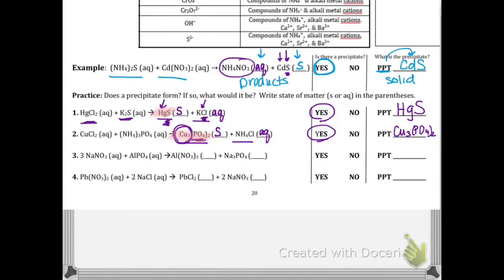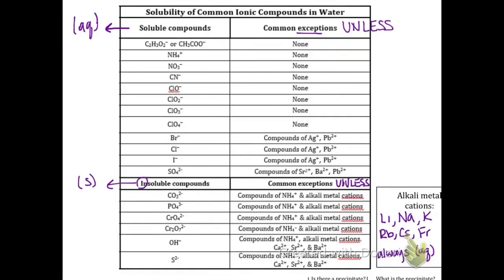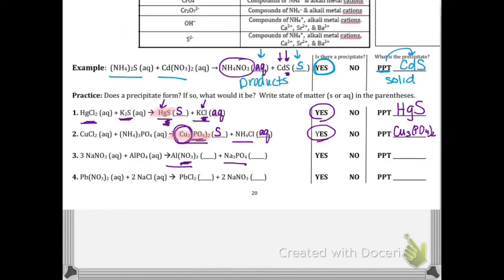Here we have aluminum nitrate, and here we have sodium phosphate. All right, so you're going to look at this NO3 here. So let's find it. NO3 is, where is it? Right here. So you say NO3 is always aqueous unless it's attached to, there are no exceptions. So that means NO3 is always aqueous. So you're going to look over here and you're going to write AQ for aqueous.